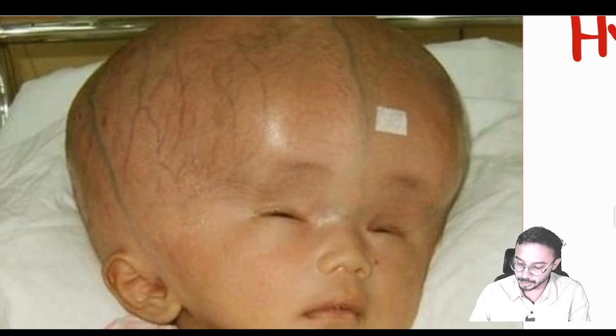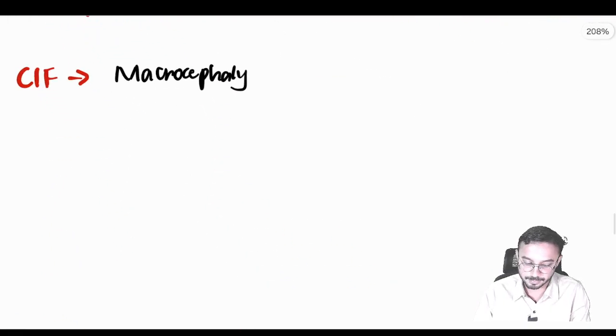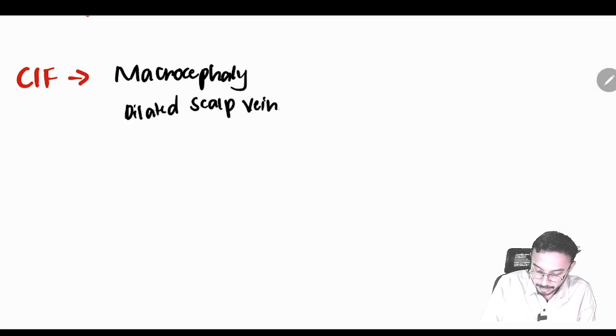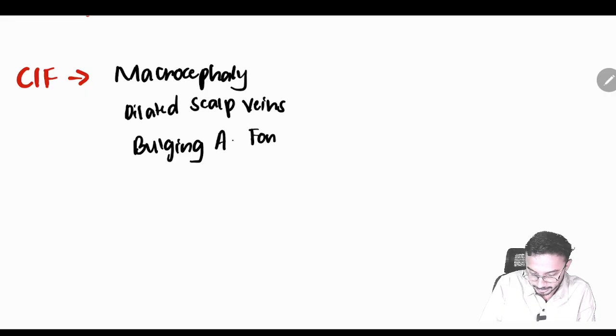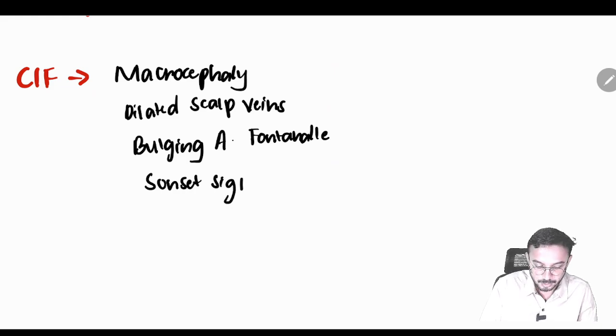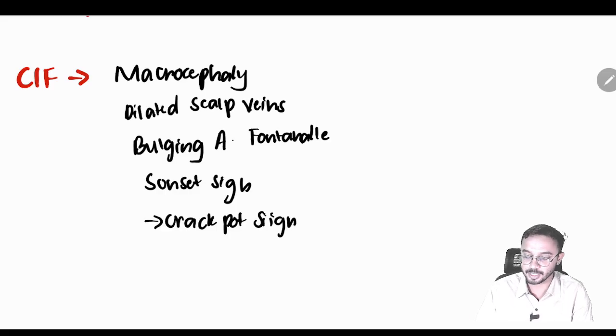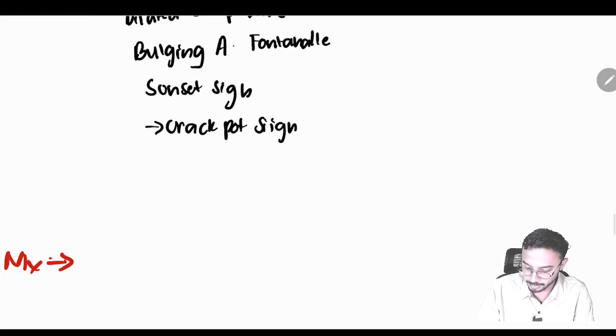Okay. Now I think you guys got all the clinical features. So macrocephaly, dilated scalp veins, bulging anterior fontanelle, sunset sign, and cracked pot sign. It is also known as McEwen sign. Okay, McEwen sign.